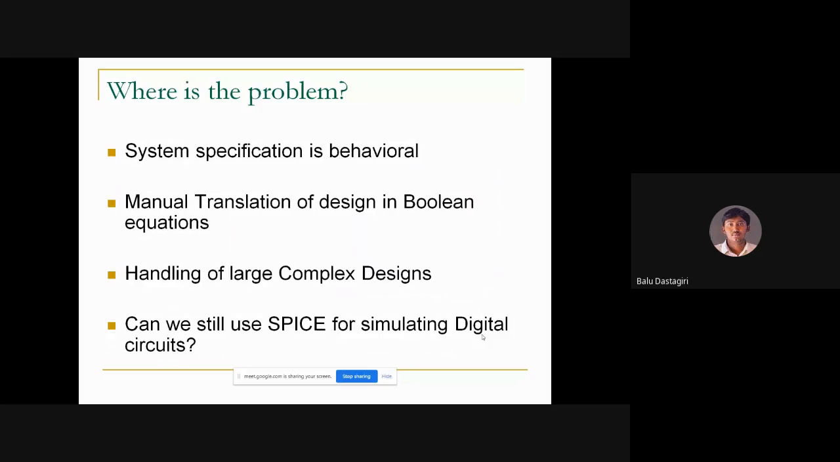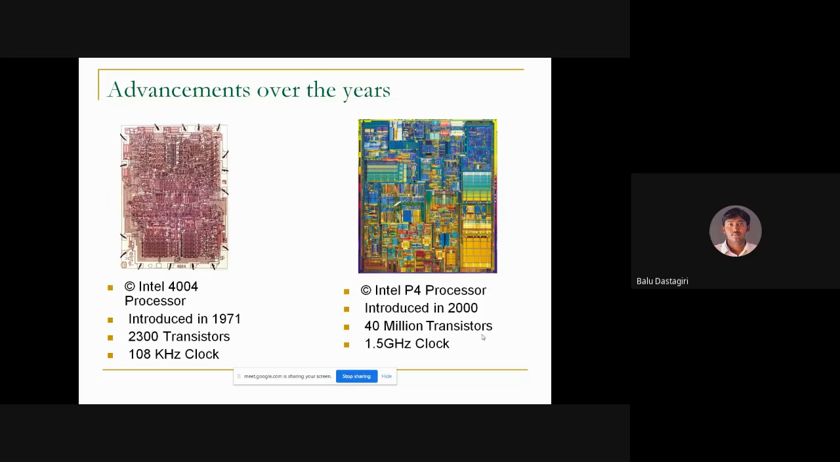You can see the advancements over the years. You can see the Intel 4004 processor here, which was introduced in the year 1971. There were 2300 transistors on this IC, and the frequency of the processor is 108 kilohertz, whereas the Intel P4 processor, which was introduced in the year 2000, has 40 million transistors.